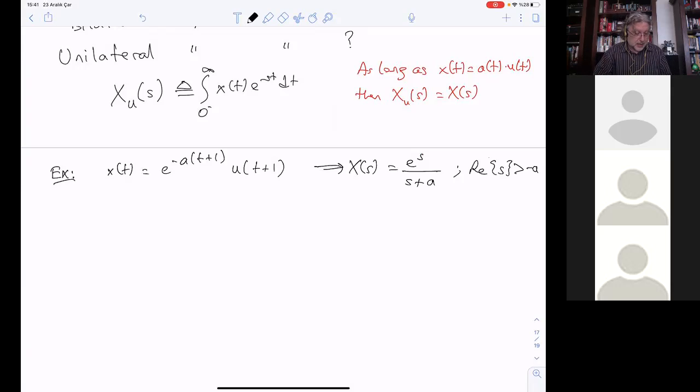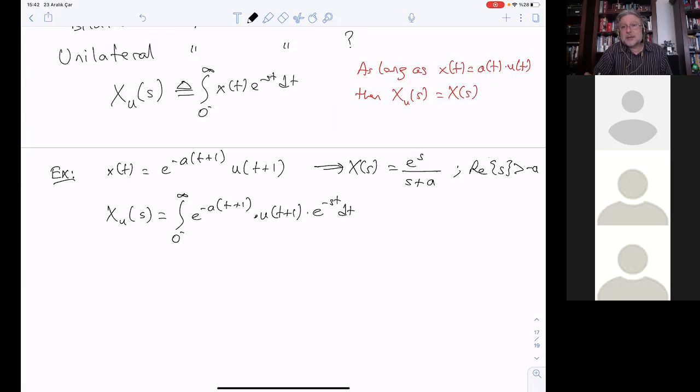But let's take a look at what the unilateral Laplace transform is. Let's do it because it's the first time that we are doing e^(-a(t+1)) u(t+1). That u(t+1) is quite unnecessary because it starts from minus 1 anyway, and the integration starts at 0. So along this integration limit, this part is already just equal to 1. e^(-st) is there, dt.